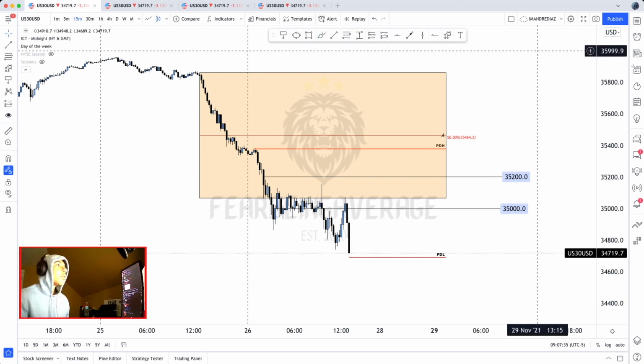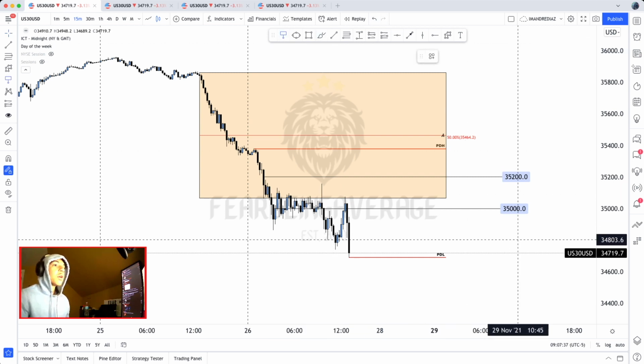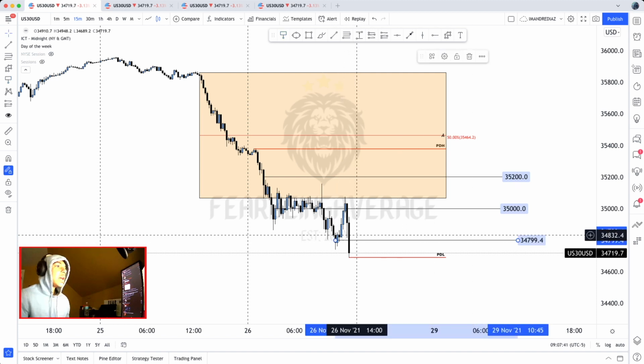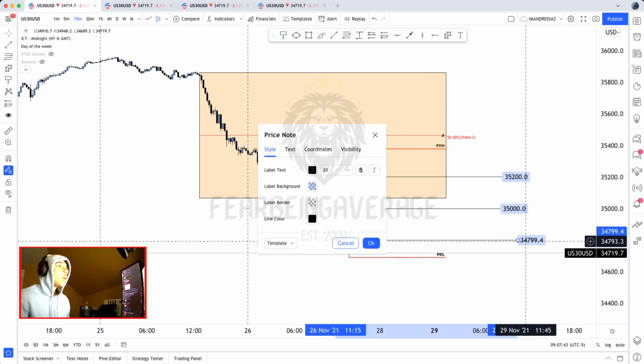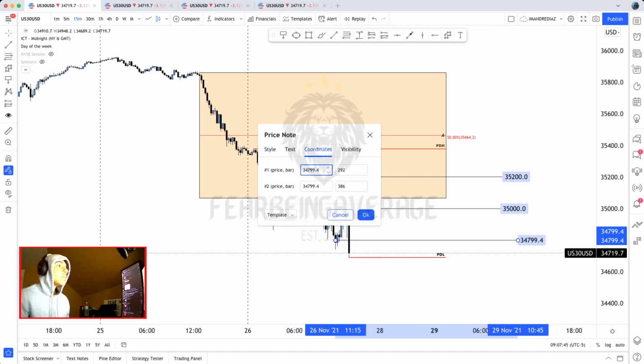Okay, or it could disappear. We got 34,800 right here, and that's where price is currently at. So more than likely, we can possibly anticipate a possible move from this level. But like I said, we have to wait for the market to open.